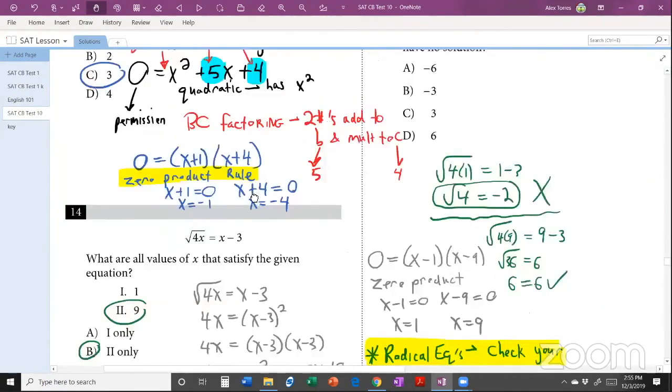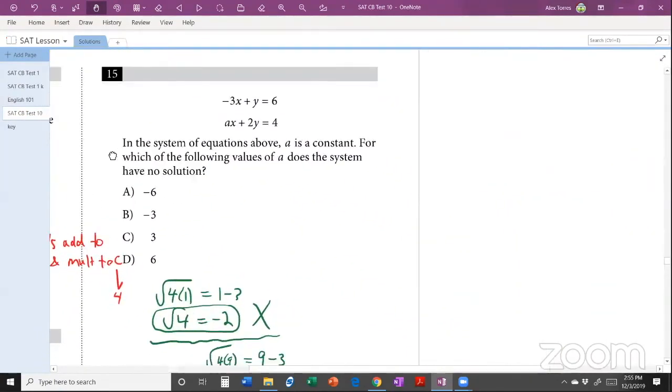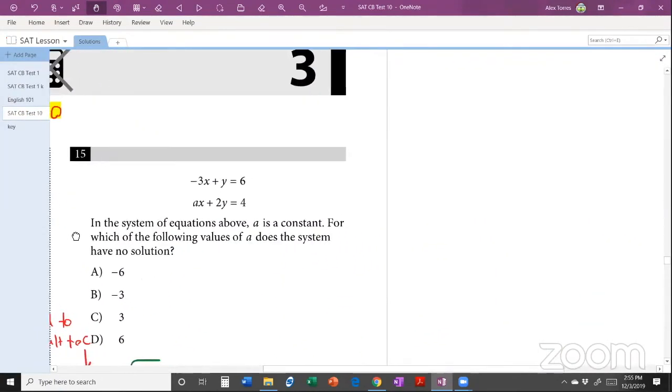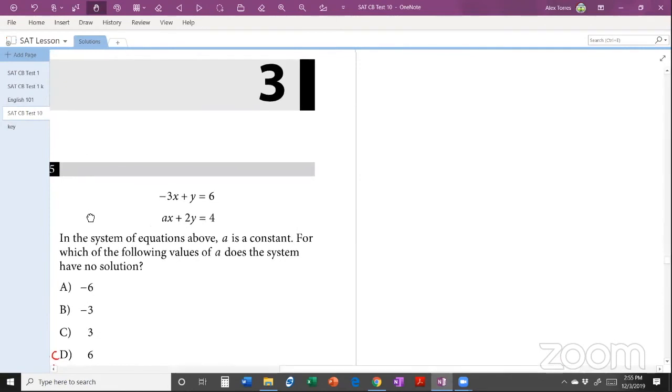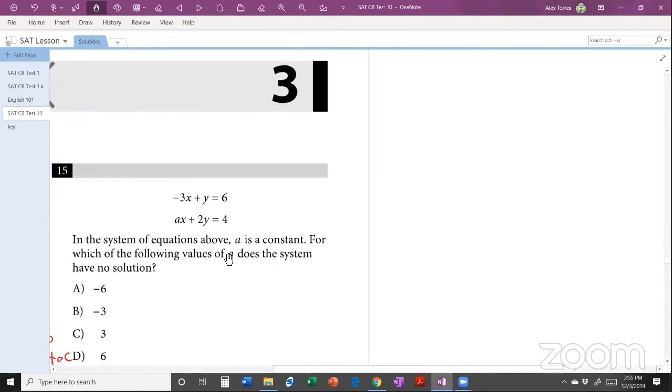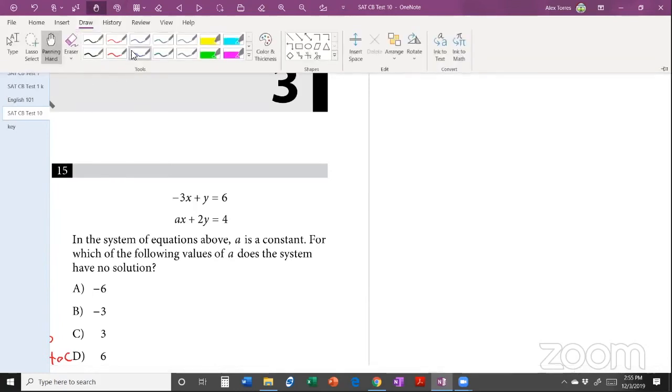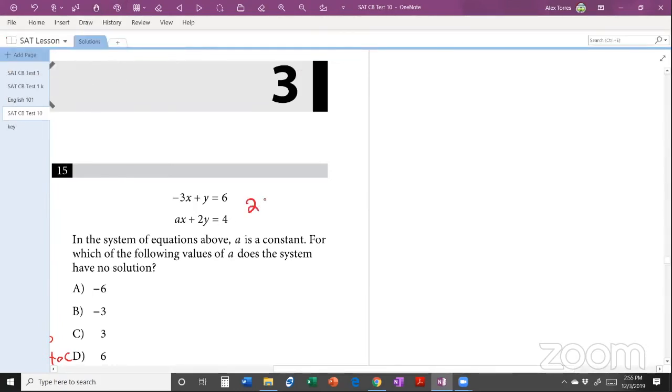Moving on now to number 15. In the system of equations above, a is a constant. For which of the following values of a does the system have no solution? So here we know we're dealing with two lines because we talked about how a quadratic will have y to the first power and x to the second power. A line is going to have both x and y to the first power. So these are two lines.